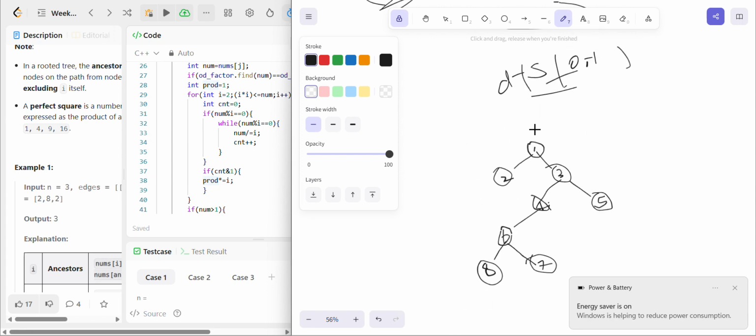So starting from the first node, the DFS will go to this node, and it will check the ancestors, if there is a common value or not from the odd factor hash map we have created. And then after iterating this subtree, it will go to this, and then again it will go here. First of all, here it will check with the ancestor.